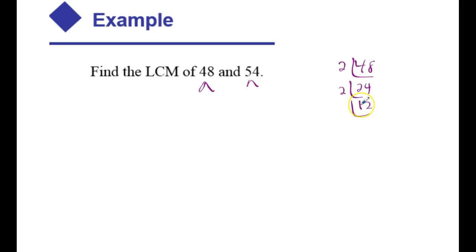Pick any prime number. And prime numbers are 2, 3, 5, 7, 11. Well, those are the main ones, but you can keep going, 11, 13. So just pick any prime number. I usually use 2s and 3s. It seems to be easy to divide by those. And then I can write this as 2 to the 4th times 3.